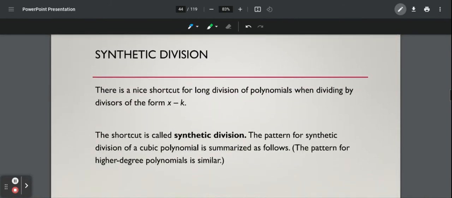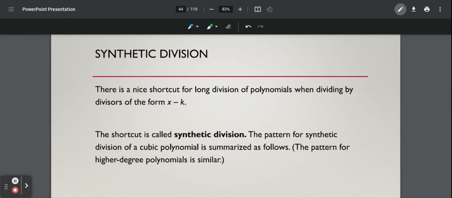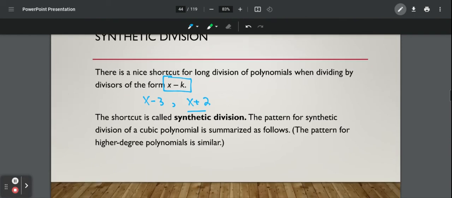So synthetic division is just a quick shortcut for long division, but it only works when the divisor is in the x minus k form, where k is a constant. So like x minus 3 or x plus 2, right? So it has to be that linear form, two terms. The first one has a leading coefficient of 1, and then we could use synthetic division.